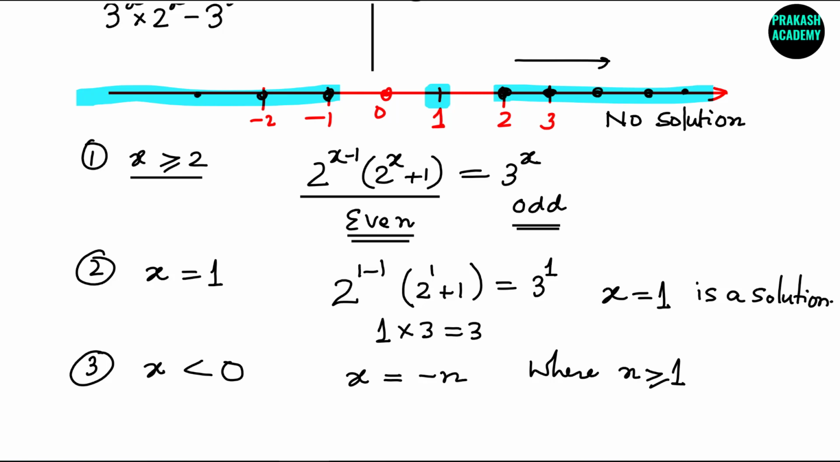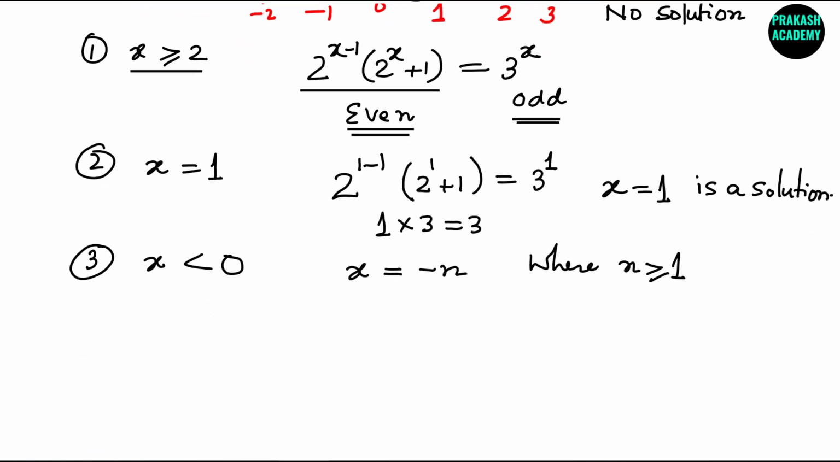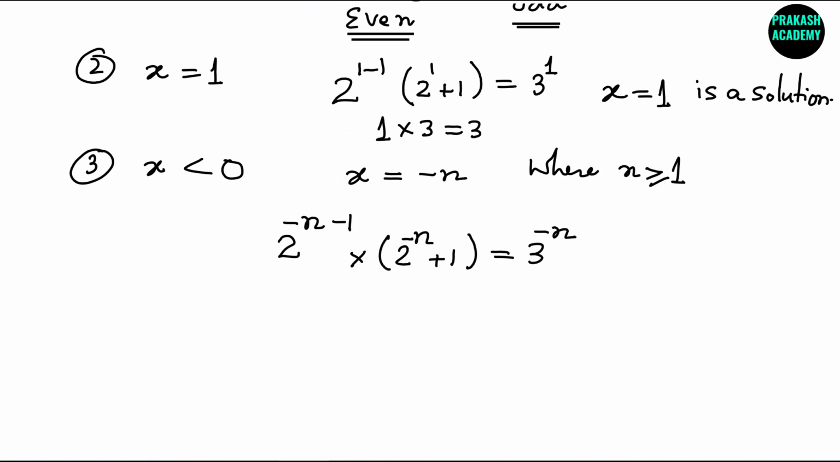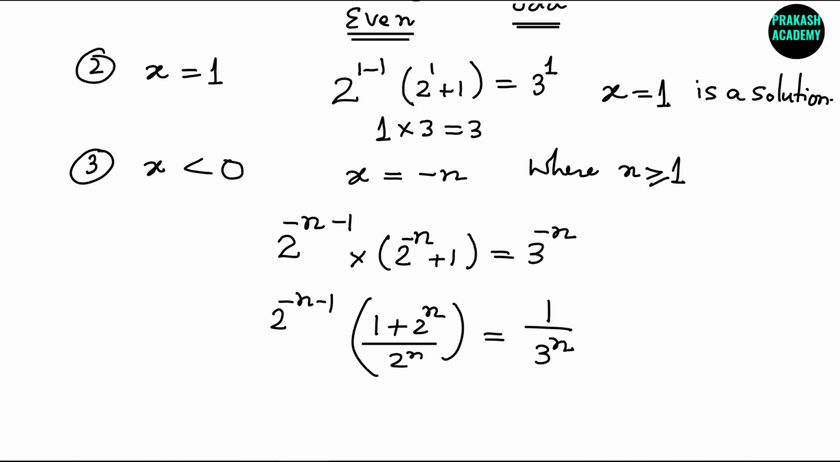So we will start from here. Now if I plug in x equal to minus n, we will have 2 raised to the power minus n minus 1 times 2 raised to the power minus n plus 1, and this is equal to 3 raised to the power minus n. If we simplify, I can write 2 raised to the power minus n minus 1, and this will be 1 plus 2 raised to the power n divided by 2 raised to the power n, and this will be 1 by 3 raised to the power n.